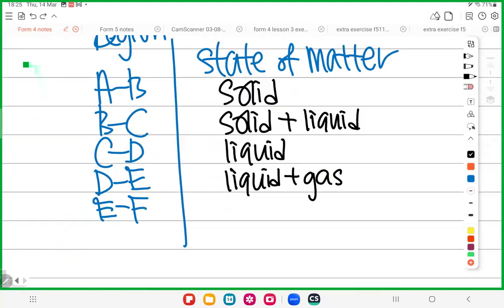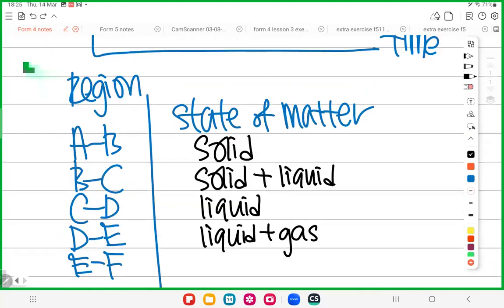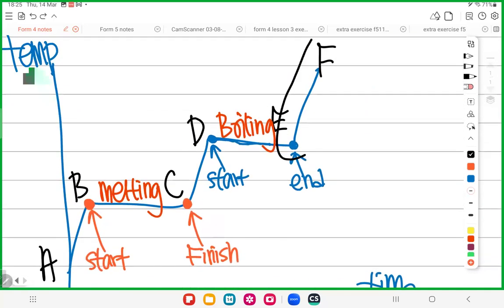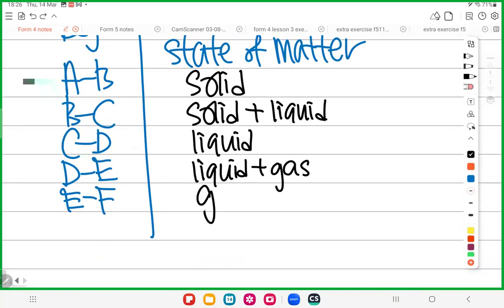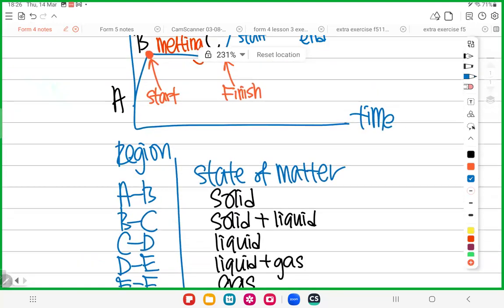Okay, now the last one, E to F. E to F is here. So what happened here? Is it boiling? No, boiling is here. E to F has already finished boiling. When everything has finished boiling, everything should now be gas. So that's why I want you all to see a simple logic here.